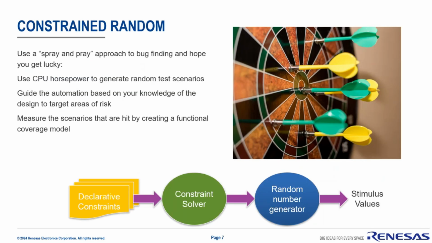So then we move on to the concept of constraint random verification. This is what's known as the spray and pray approach. So we're throwing loads of darts at the dartboard and hoping we get lucky and we hit a bug. We're also using the fact that we've now got these compute farms, a huge amount of CPU horsepower and licenses, hopefully, to actually run these random test scenarios.